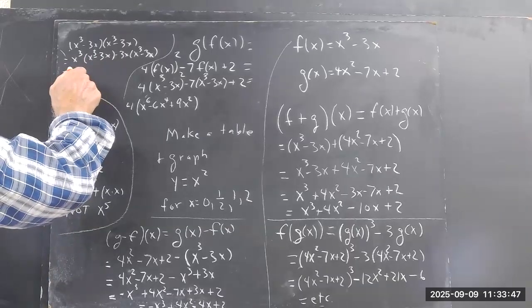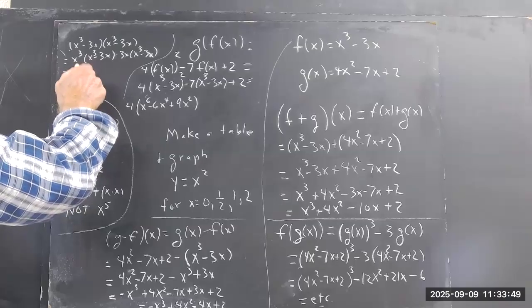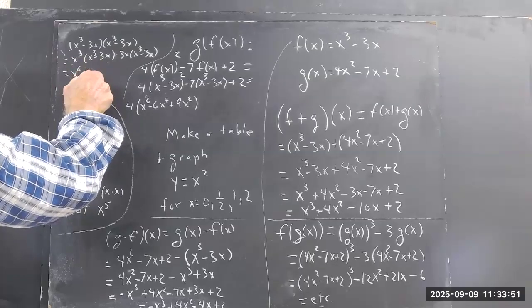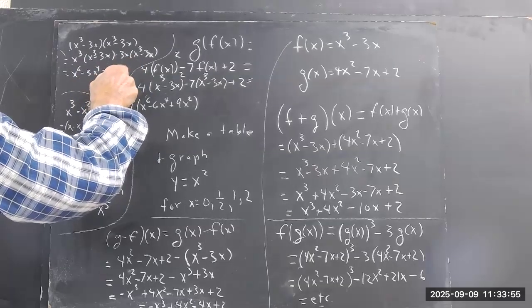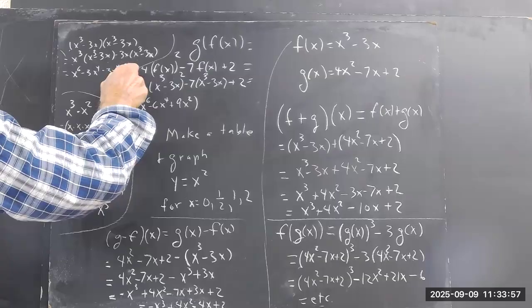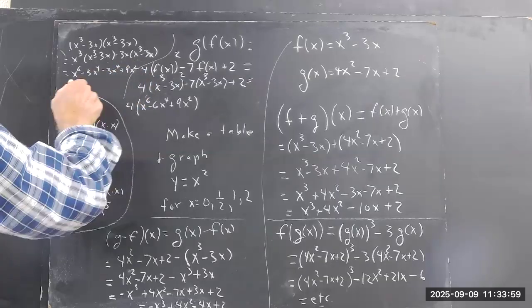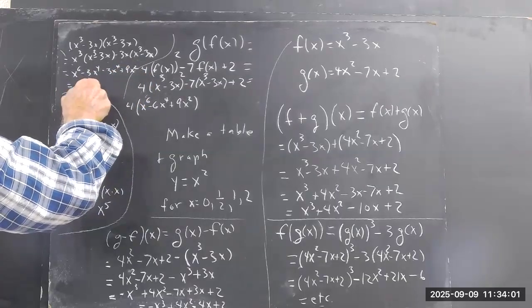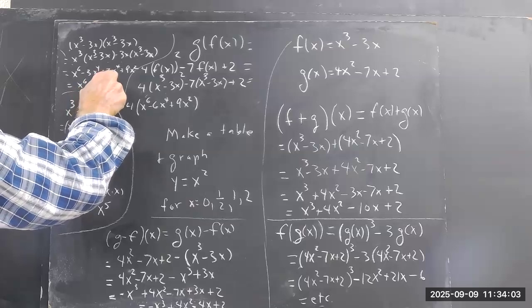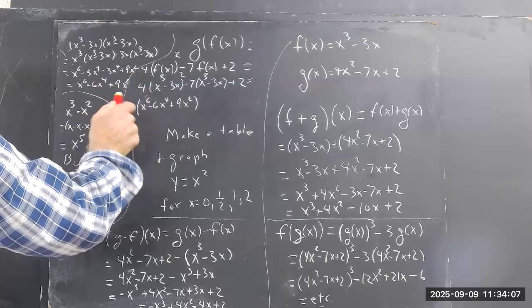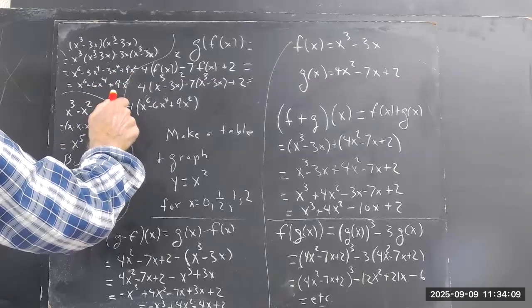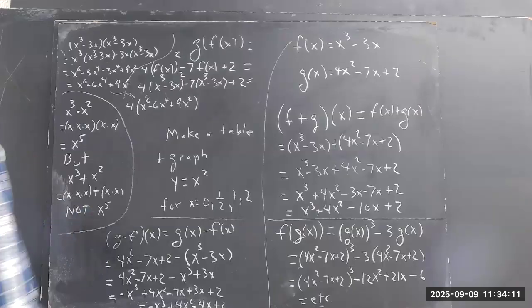And then you multiply this out, you get x to the 6th. And you multiply this, you get minus 3x to the 4th. And here you get minus 3x to the 4th. And here you get plus 9x squared. And that equals x to the 6th minus 6x to the 4th plus 9x squared. So that is the justification for this expression.